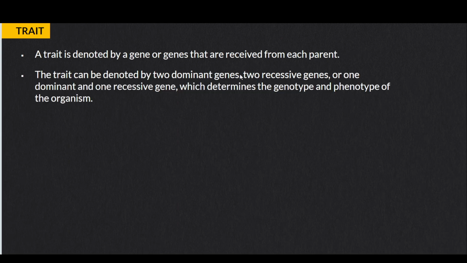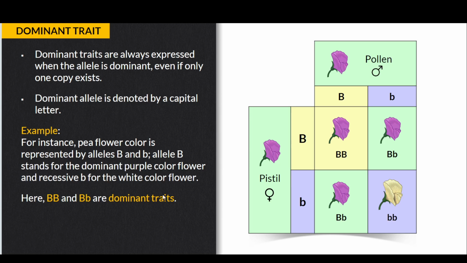Traits, we denote them by alleles or genes, which are received from each parent, and are responsible for genotype and phenotype. What is a dominant trait? It is always expressed when the allele is dominant. If even one copy exists, dominant expresses itself, and recessive does not. Only when both alleles are recessive will it express. If one is dominant and one is recessive, the dominant is going to express itself. Did you get this?